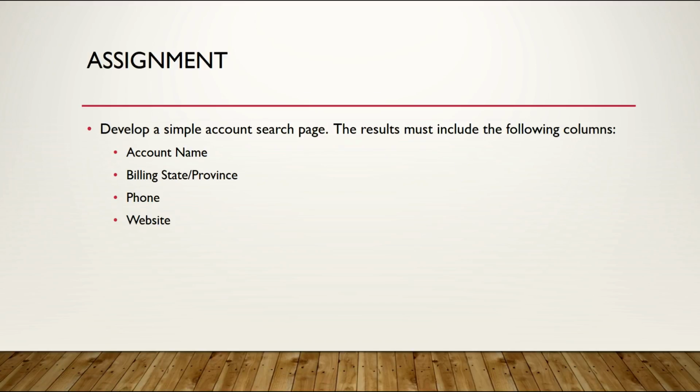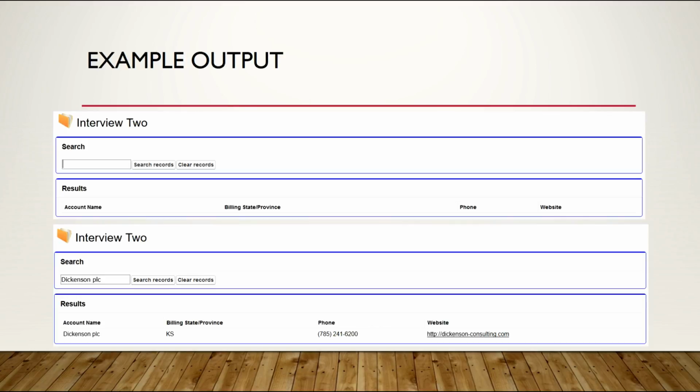What we need to do here is develop a simple account search page. The results must include the following columns: an account name, billing state, province, phone, as well as a website. So basically we're going to be developing a page in which the user will be able to search for an account based on the query that they type into the search box. And it's going to look something like this.